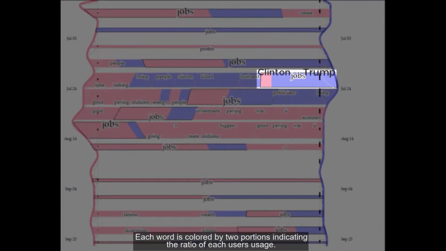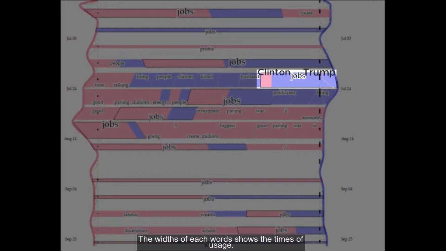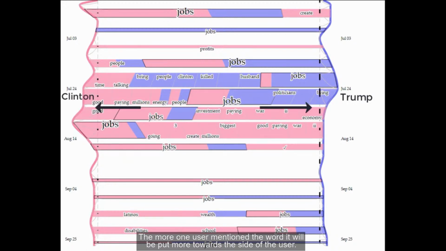Each word is colored in two portions, indicating the ratio of each user's usage. The weight of each word shows the number of times it is used. The more one user mentions a word, the more it is put towards that user's side. The weight of the bridge encodes the total amount of words.